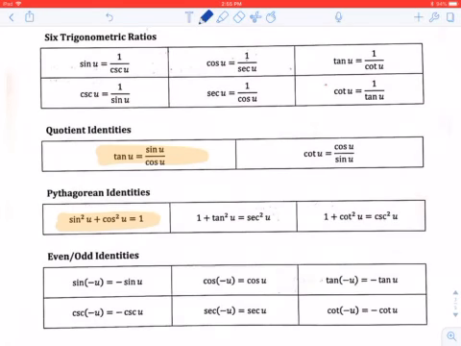Okay, I've highlighted the two things that will be on the formula sheet. The only thing on the formula sheet that we give to you is tangent, which is sine over cosine, and then this first Pythagorean identity, because you can create these two by dividing by sine squared theta and by dividing by cosine squared theta. Everything else, though, you should know.